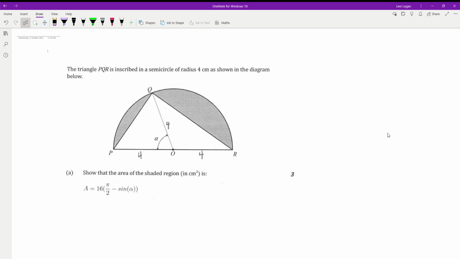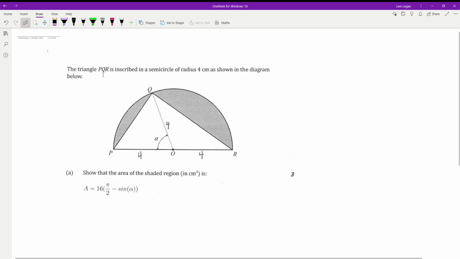In today's video we're going to be doing this question that has been given to me by a student, and we're pretty much going to be solving it. The triangle PQR is inscribed in the semicircle of radius 4 centimeters as shown in the diagram below. All we need to show is that the area of the shaded region in centimeters squared is, well, A, I assume is for area, equal to 16 multiplied by pi over 2 minus sine of alpha, where alpha is that angle as seen in that triangle.